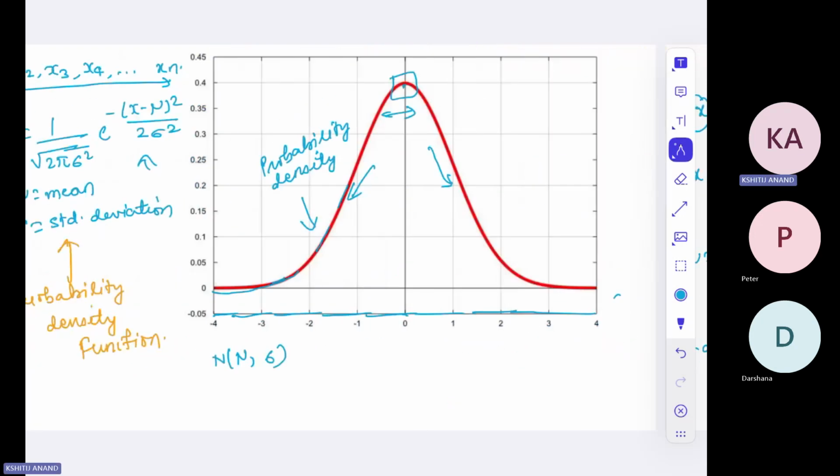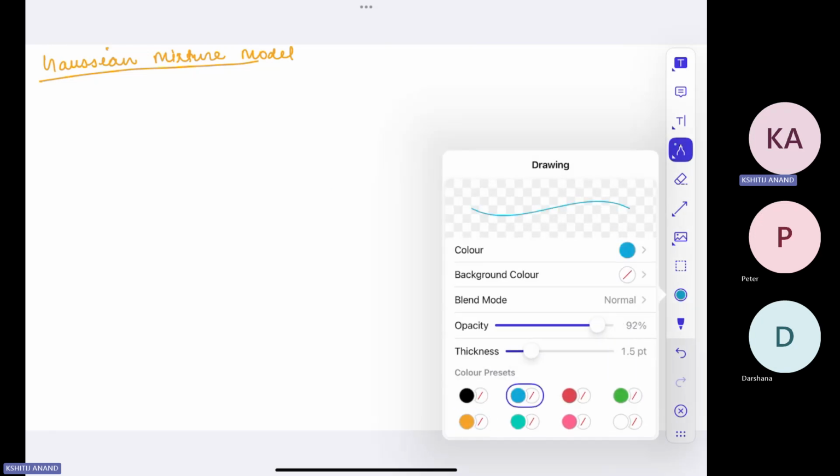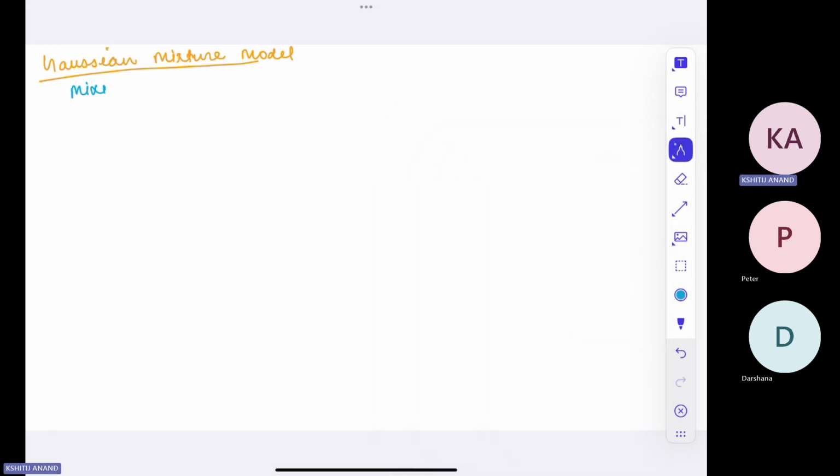Okay. So now let's go back to the GMM. GMM, the Gaussian mixture model, is all about mixing of multiple normal distributions. Okay. So now let us understand it this way.